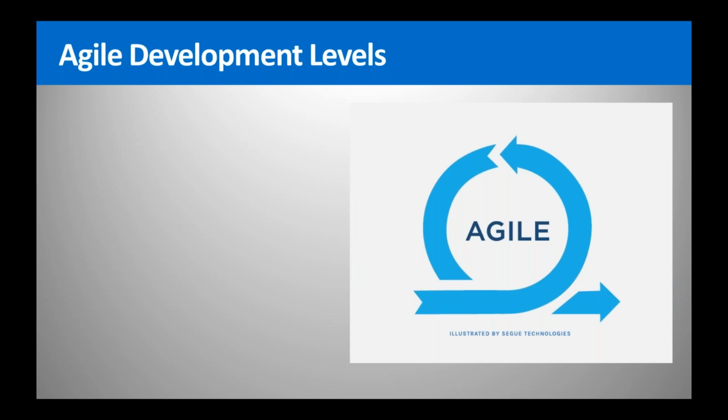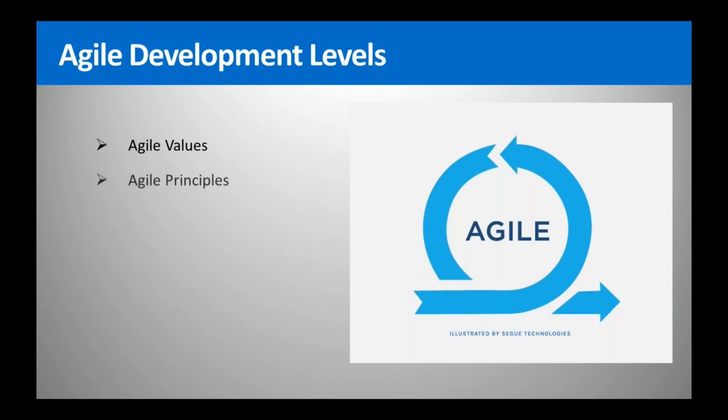So now let me go through the Agile development levels. First one is Agile values. This is the top level philosophy, usually agreed to and embodied in the Agile Manifesto. These are the core values that inform Agile.